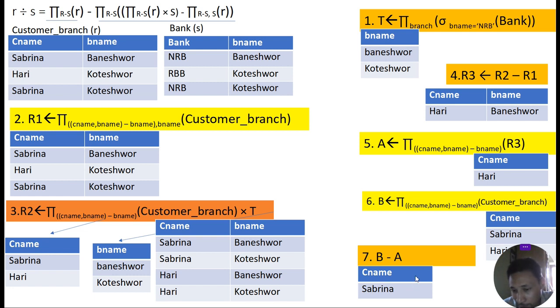So what we can say here, after performing the last statement of this whole operation, is that Sabrina is the only customer who has an account in all the branches of NRB bank. This is a bit complicated. If you go through all these steps properly, you will understand.